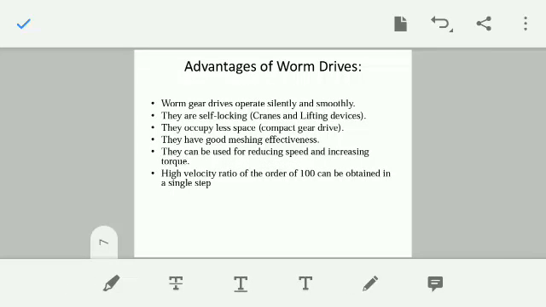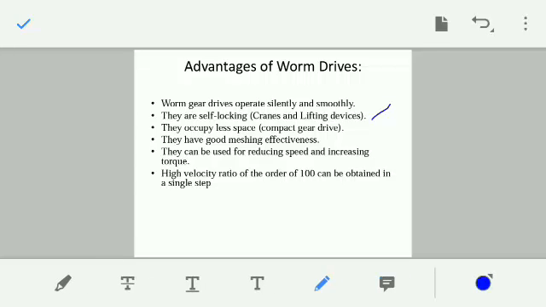Advantages of worm drives. The most important advantage is that they are self-locking. As they are self-locking, they will be used in cranes and lifting devices. Worm gear drives operate more silently and smoothly than other drives. They occupy less space, so they are compact gear drives, and they have good meshing effectiveness. Meshing between the threaded screw and tooth is very good. That means the teeth are embedding the threads. They have good meshing effectiveness due to that.